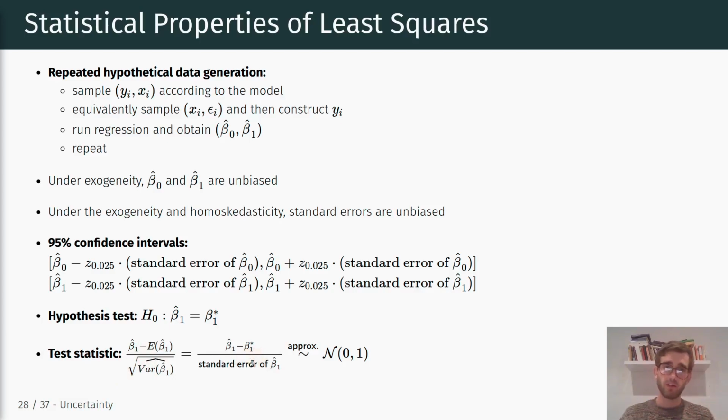Which is again the variance of beta 1 divided by the sample size, similar to the previous case where we had the variance of X bar divided by the sample size. So we compute the standard error of beta 1 hat, we look at the difference between beta 1 hat and beta 1 star, and that normalized test statistic then follows a standard normal distribution with mean 0 and standard deviation 1, because it is normalized by the standard error of beta 1 hat.